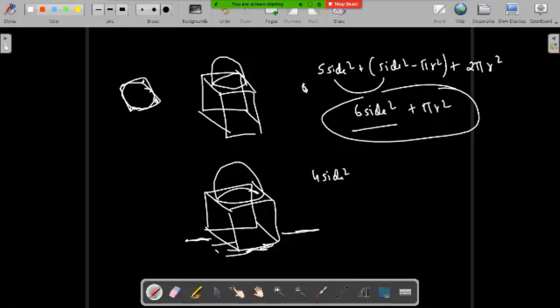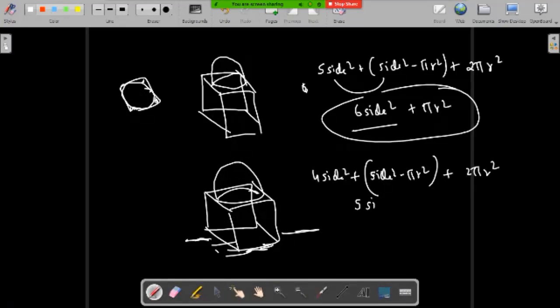It is going to be 4 side square. That is only the 4 sides, the 4 walls are free. Plus the 5th side, what is going to happen? Side square minus pi r square. Again, the same problem, because the circular part of the hemisphere is blocking this. Plus the hemisphere on top, that's going to be 2 pi r square.